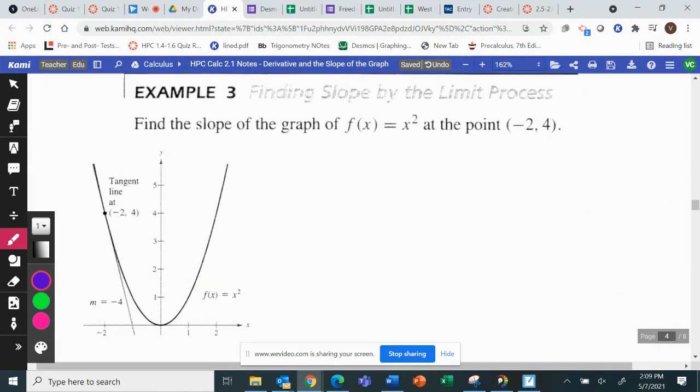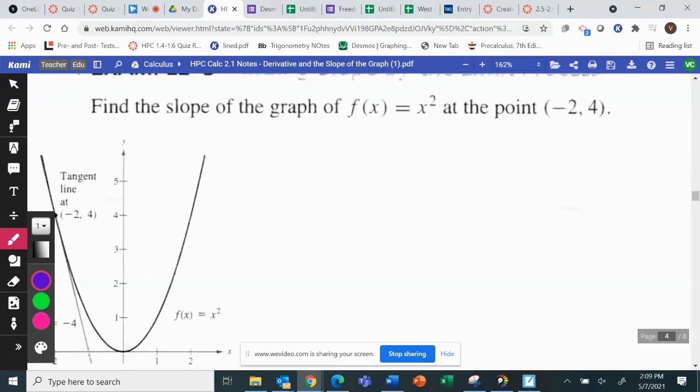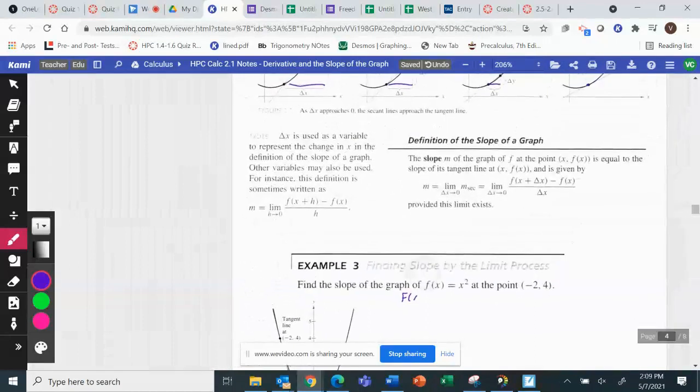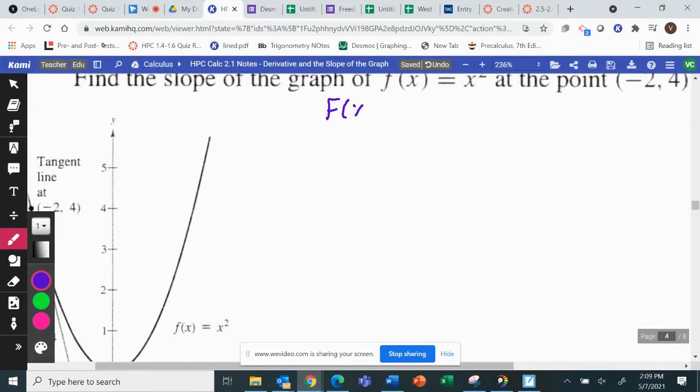We're going to find the slope by the limit process. So here we have an equation, f of x equals x squared. We're going to find the line that is tangent to -2, 4. So we're going to use that difference quotient that we just had, which is f of x plus delta x. I already forgot the order. X plus. Thank you.